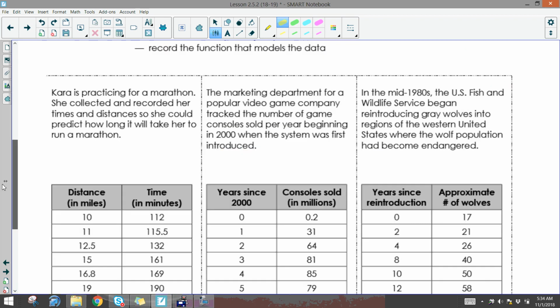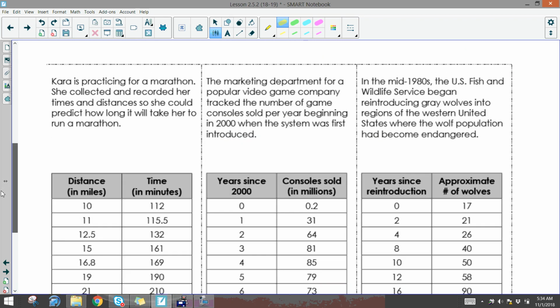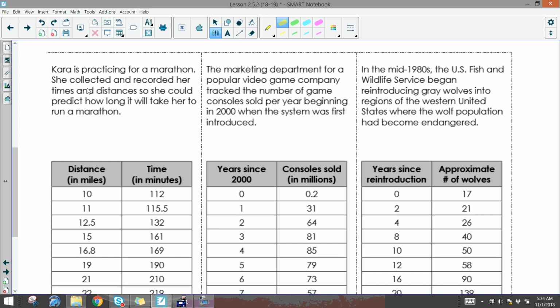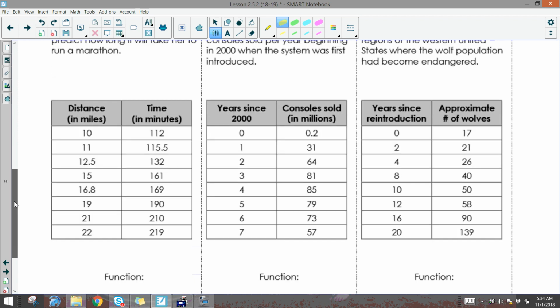If you look at number 1, it says, Cara is practicing for a marathon. She collected and recorded times and distances so she could predict how long it will take her to run a marathon. So we're looking for a line of best fit here. We have multiple different distances that she ran and how many minutes it took her to run them.